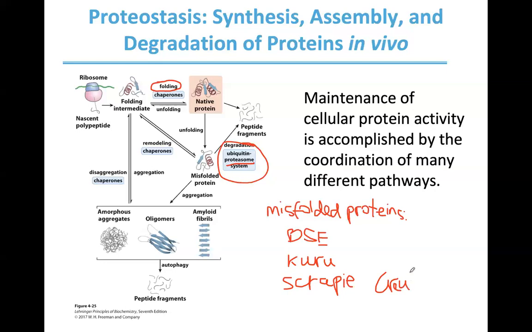Correct me if I'm wrong, but isn't Alzheimer's also a misfolded protein disease? Right. So Alzheimer's forms these amyloid deposits in the brain. So what causes these amyloids to form in the brain? Still not clear. It's kind of strange that at this point in time we still don't know what causes that in elderly patients. But Alzheimer's is a disease of misfolded protein. That's correct. But these ones, the ones that I'm writing down, are infectious.